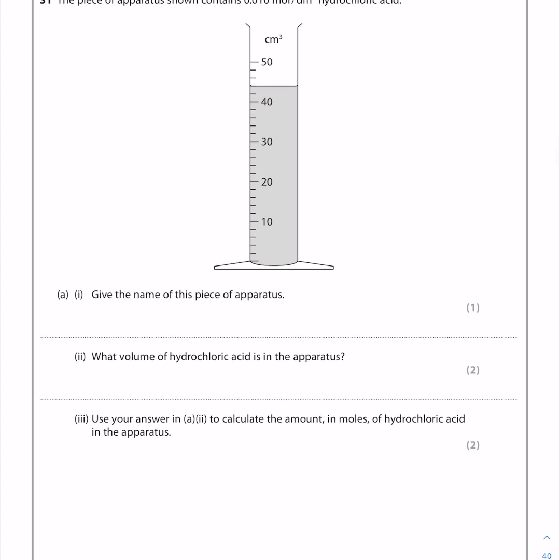Question 31. The piece of apparatus shown contains 0.010 mole per cubic decimeter hydrochloric acid. Give the name of this piece of apparatus. طبعا ده واضح جدا إن هو measuring cylinder. What volume of hydrochloric acid is in the apparatus؟ عندنا هنا 44 cubic centimeter. Use your answer to calculate the amount in moles of hydrochloric acid in the apparatus.